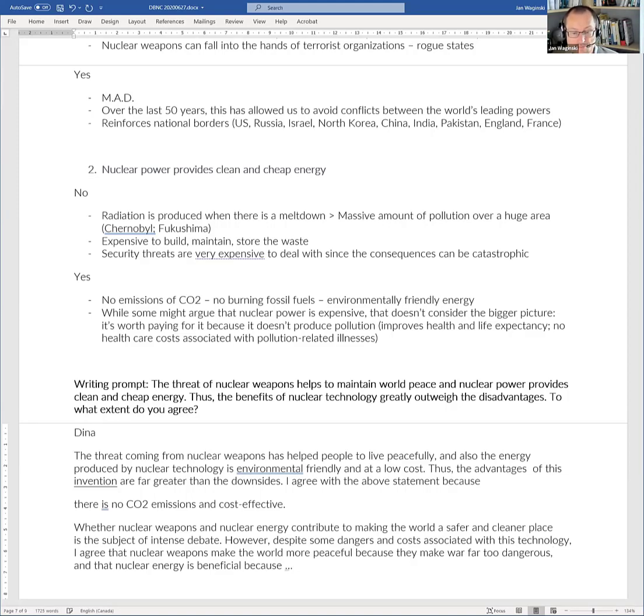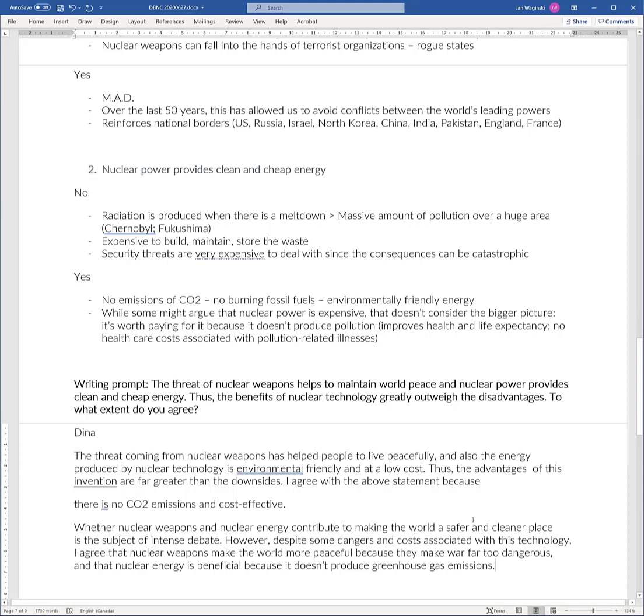And that nuclear energy is beneficial because it's environmental. Yeah, and what's the main reason that makes it environmentally friendly? Because it doesn't produce any gases. So it doesn't contaminate. I'll just call it emissions. We can make it even simpler. Emissions. Okay.